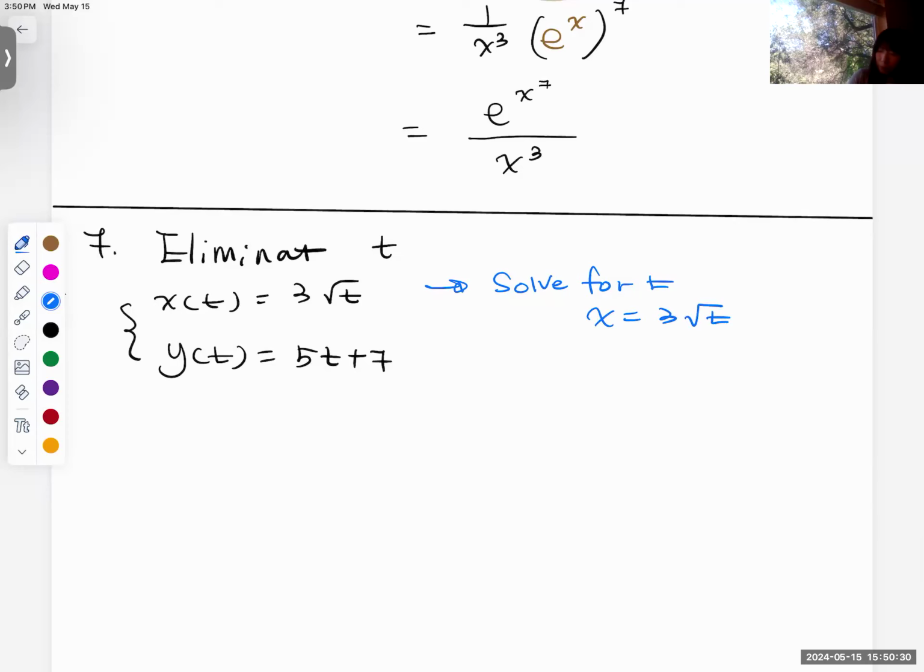And we have square root of t equal to, maybe we can do it this way. X over 3 equal to square root of t. So x squared over 9 equal to t. Okay. Now we substitute into the t.